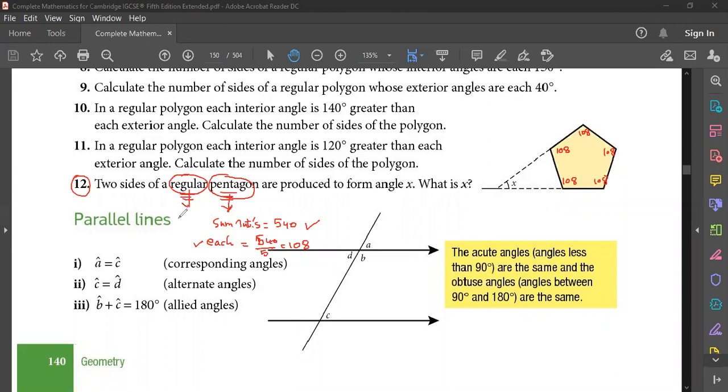And the word regular, can we find the exterior angle? Each one of those exteriors is how much? The interior is 108, so 180 minus 108, that's 72. This is 72 and this is 72.